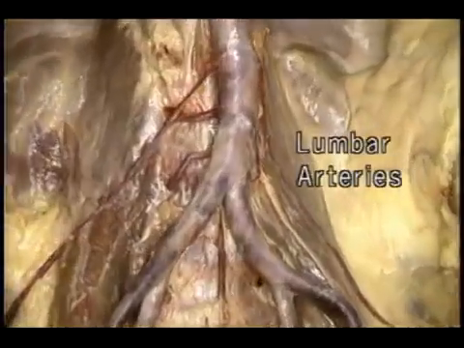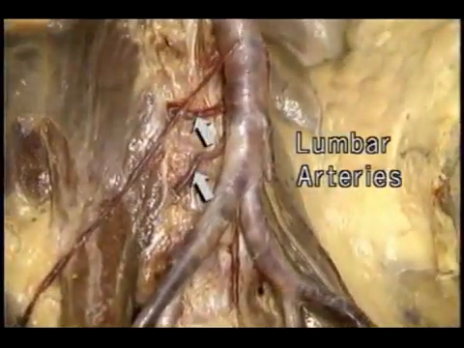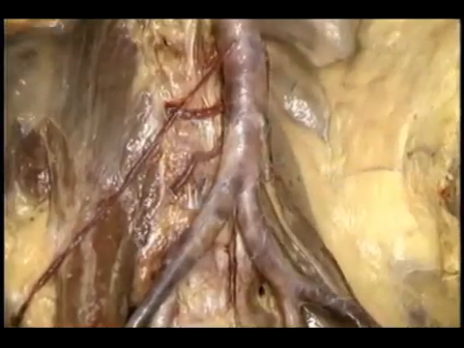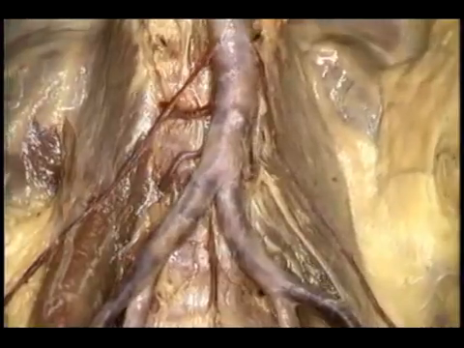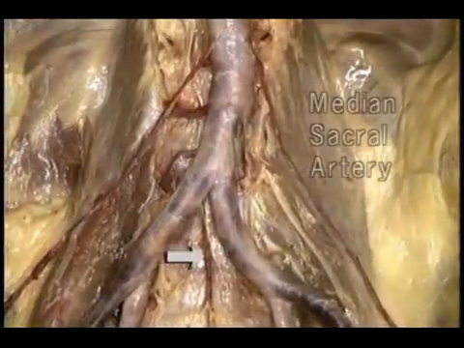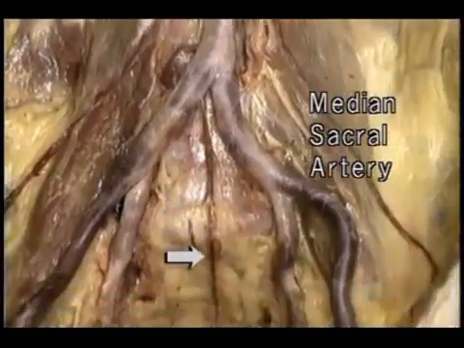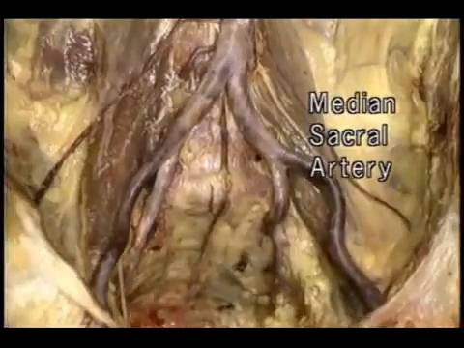Four pairs of lumbar arteries arise from the back of the aorta. Here are the lower two. They pass behind psoas major, where they branch to supply the back, the spine, and the abdominal wall. Lastly, here's the median sacral artery, which arises from the back of the aorta, just above the bifurcation, and passes down into the pelvis.